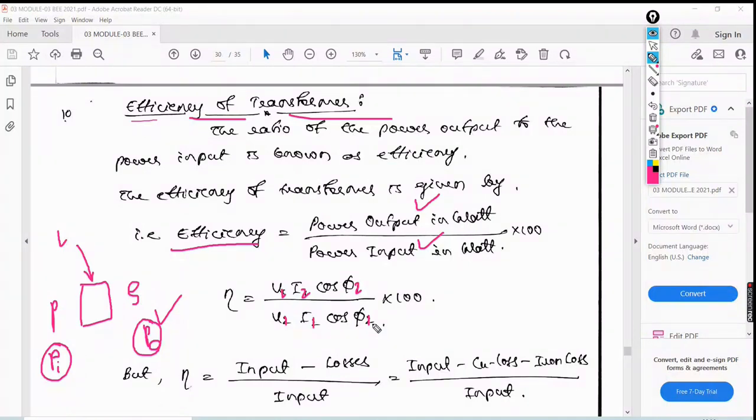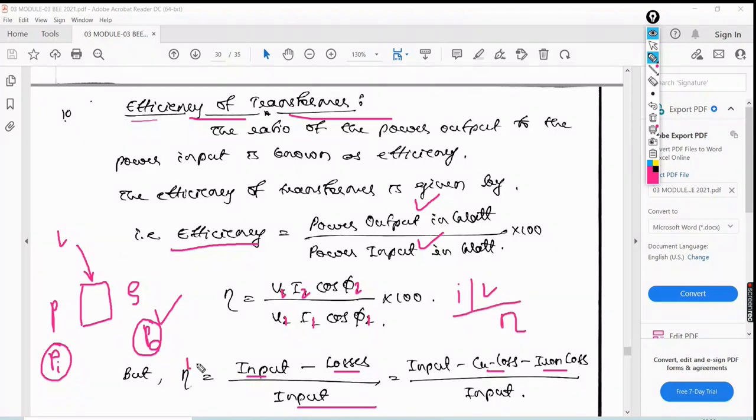Modify that. Then efficiency: output is input minus losses, and the input is kept as it is. Then what are the losses present in a transformer? One is copper loss and another one is iron loss. From this way also we can evaluate. We know the input power, then we know the losses, then I will get the efficiency.